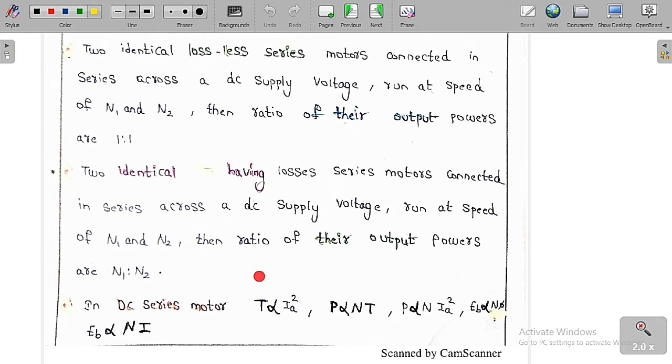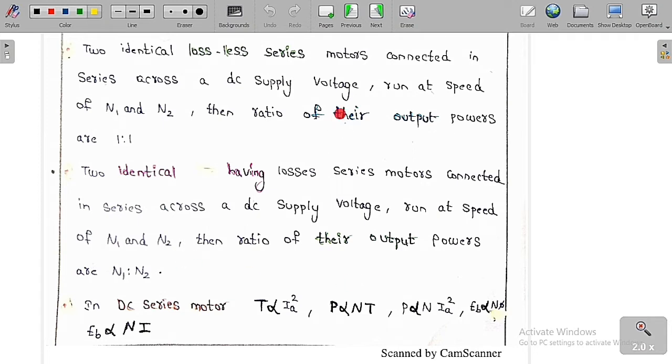N1:N2, because output power is equal to EB into IA. Now, as the losses are there, EB is never equal to V by 2. EB1 is proportional to N1 and EB2 is proportional to N2. IA is the same for both the machines. So simply we can say N1:N2, because EB1 is proportional to N1, EB2 is proportional to N2, and IA is the same for both. Therefore we are going to get N1:N2.